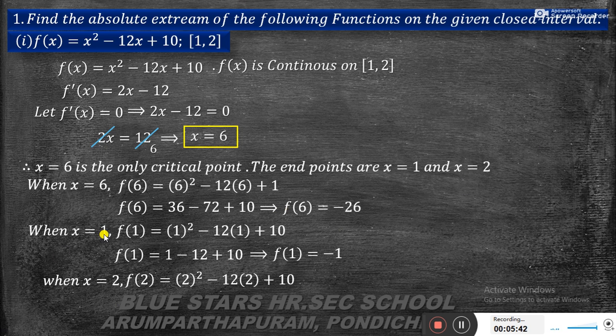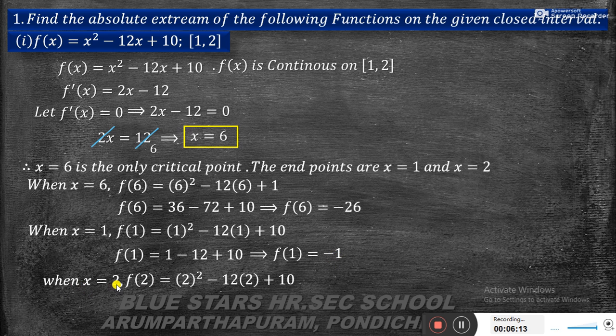Next, I substitute the end points, x equal to 1 and x equal to 2. So when x equal to 1, I substitute this value in the function f of x equal to x square minus 12x plus 10. So f of 1 equal to 1 square minus 12 into 1 plus 10. So 1 square means 1, 12 into 1 is 12, so 1 minus 12 plus 10 is minus 1. f of 1 equals minus 1.